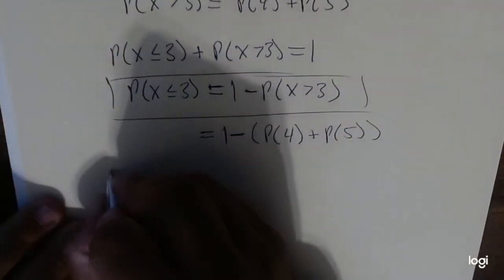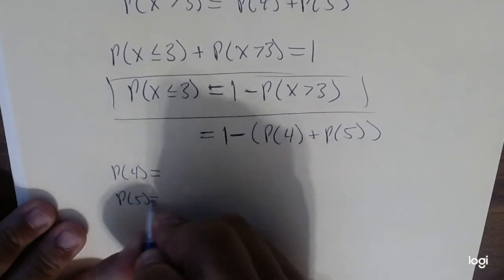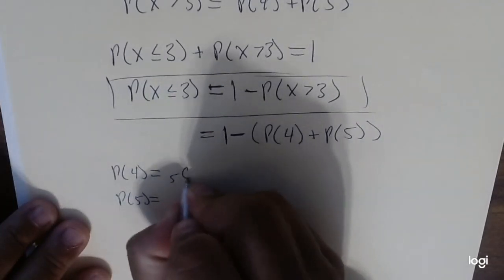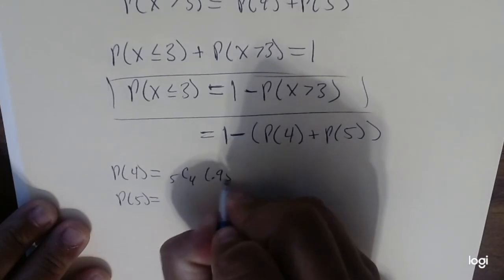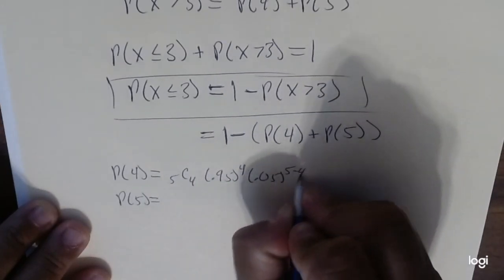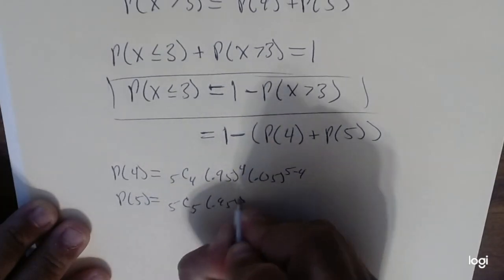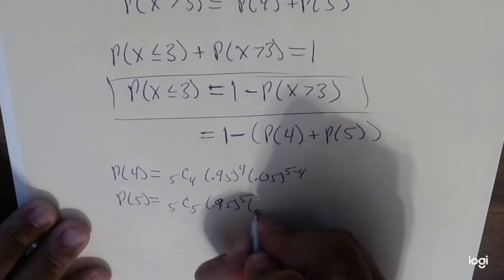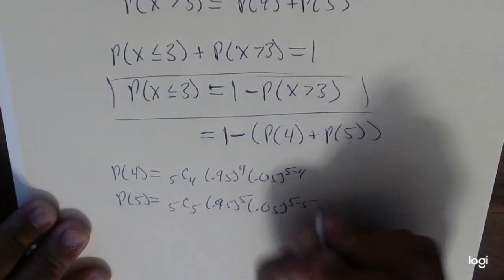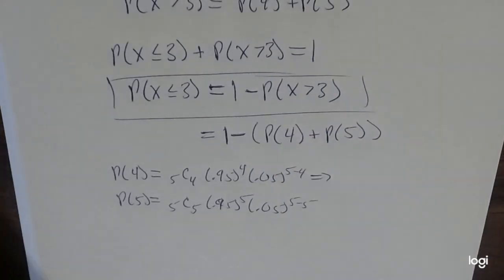Right. So first we have to find 2 instead of actually 4 now. We want the probability of a 4 and then 5. So this is 5 choose 4, 0.95 to the 4th, 0.05 to the 5 minus 4 power, 5 choose 5, 0.95 to the 5th power, and then 0.05 to the 5 minus 5 power. So individually, this is what we get.